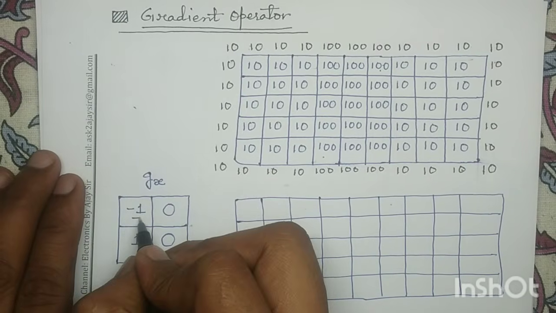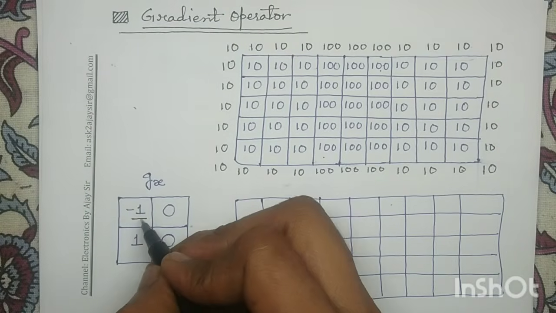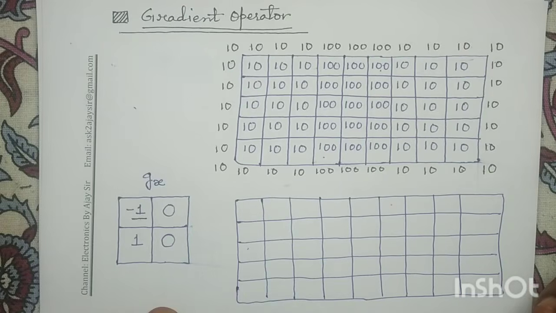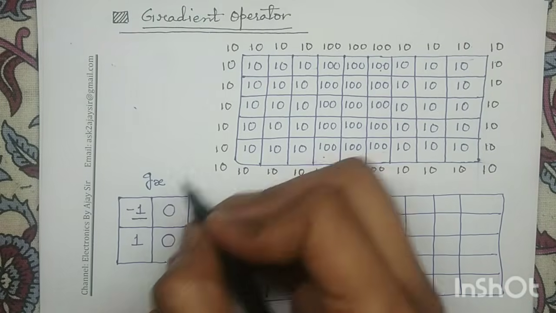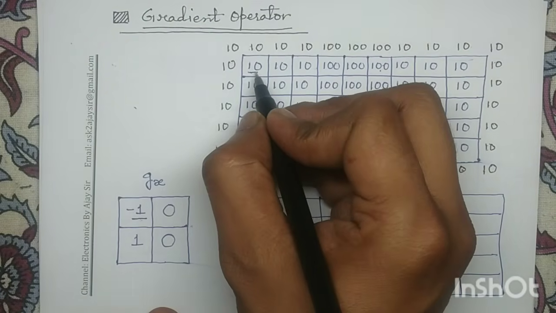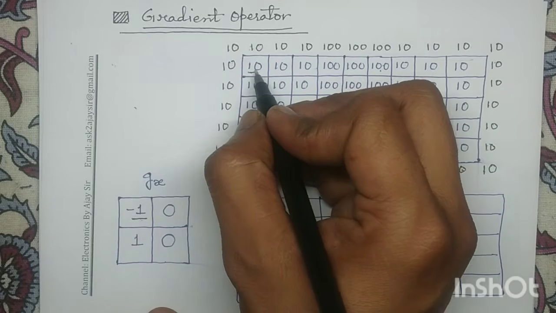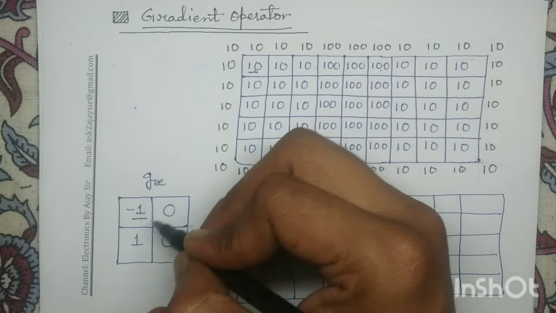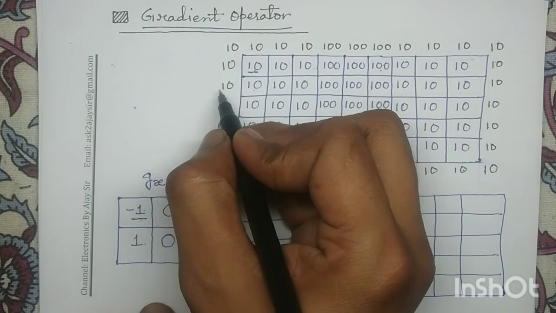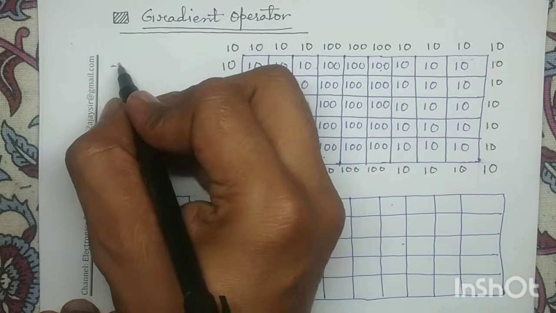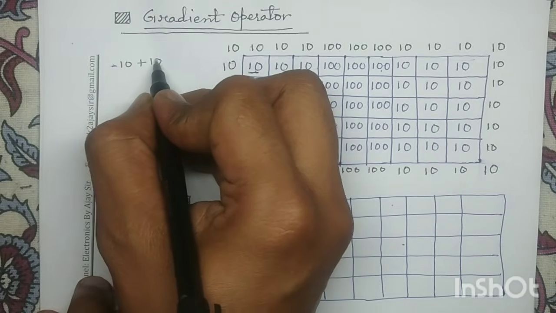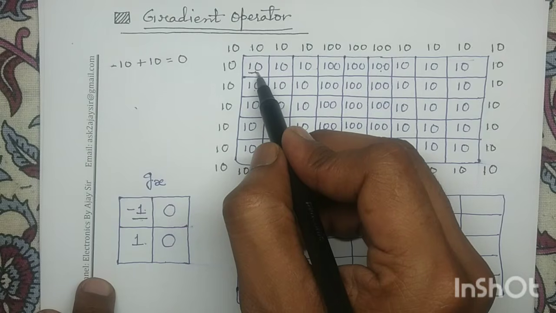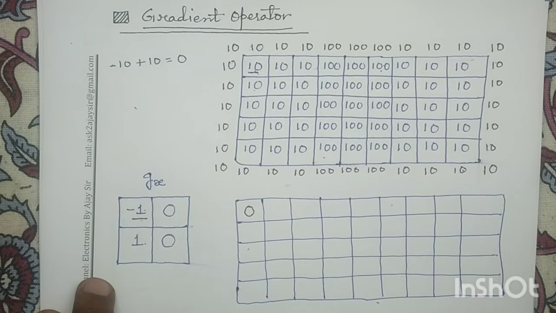Now this is the center of this mask. So we will apply the center of this mask at all these object pixels and determine the response. First we will place the center of this mask at this point. By placing the center of this mask at this point, this pixel will be multiplied with this coefficient -1 and this pixel will be multiplied with this coefficient 1. So if I write the response, it becomes -10 plus 10, which equals 0. So for this particular pixel, we have determined the response and that is equal to 0.